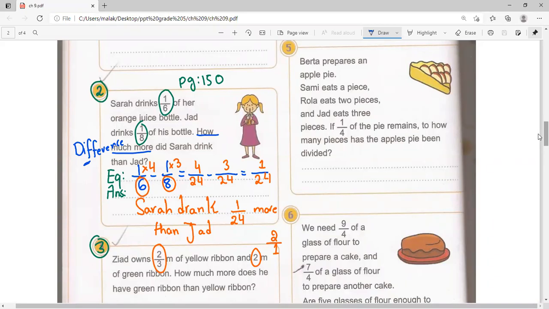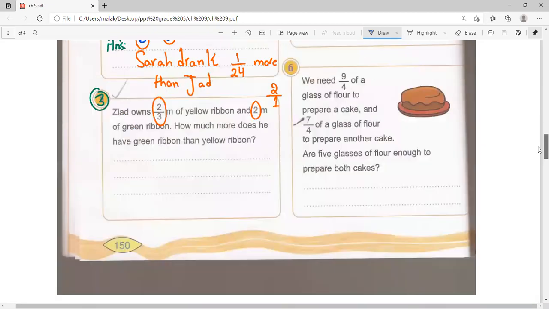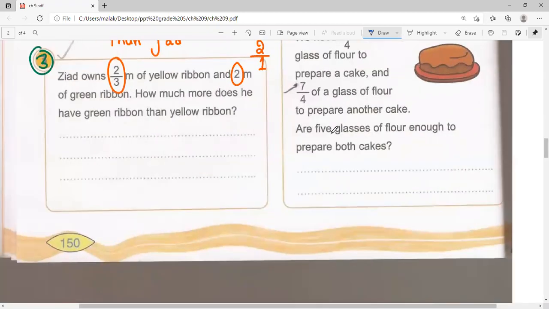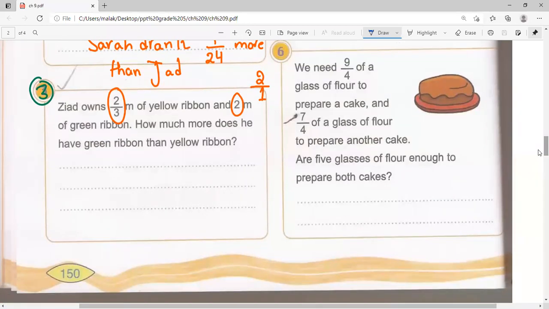Teacher, I can't hear you. Yes, I said yesterday we started from up, so now we'll start from down. Mahdi, are you hearing me? Mahdi? Yes, read problem three, please.